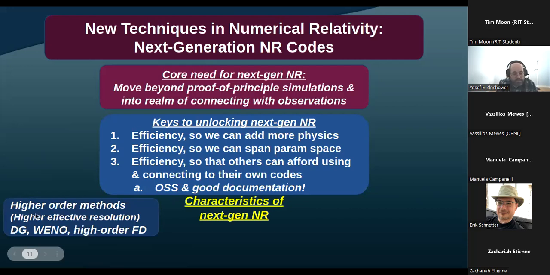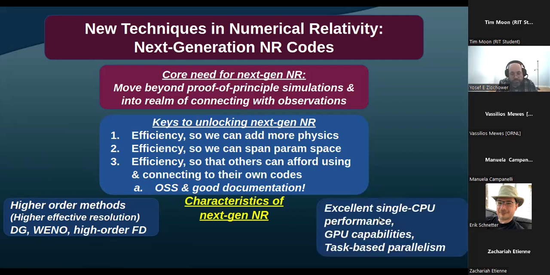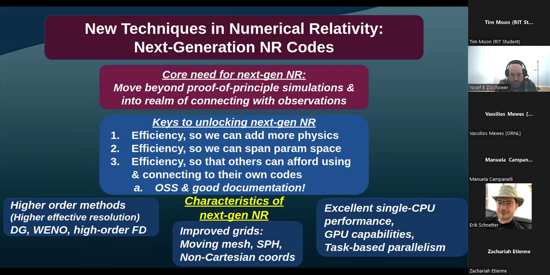I don't think there's much provocative to say here. We need higher order methods for smooth regions where we're modeling fields that are smooth. Discontinuous Galerkin, we know, high order finite difference. We need, again, in terms of efficiency, excellent single CPU performance and GPU capabilities, as well as task-based parallelism to cover the ground of both the diverse and heterogeneous computing architectures that we're going to need to be performing our simulations on, as well as being able to perform the diverse multi-physics that's required to model BNS mergers. We need improved grid structures, as I already mentioned.